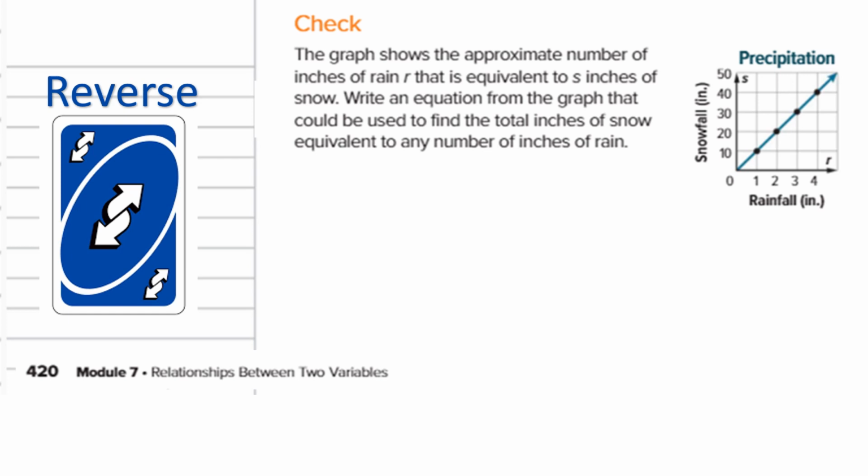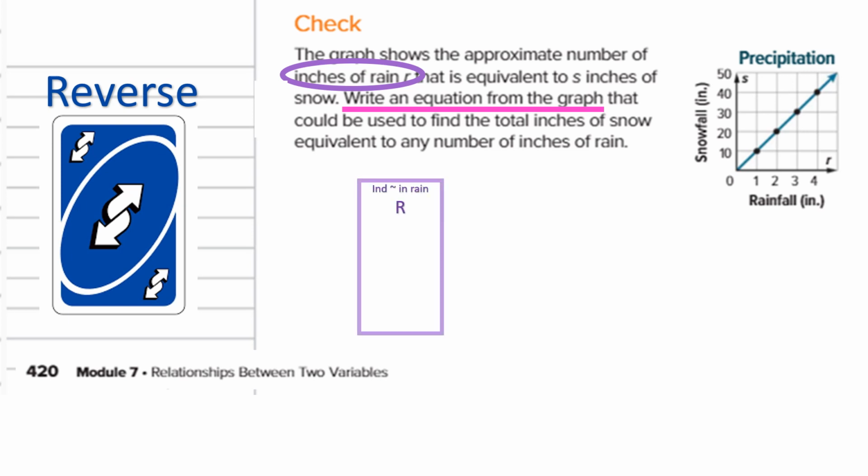Let's look at this one then. When I do the check, I'm going to follow the same pathway. It says to write an equation from the graph that could be used to find the total inches of snow equivalent to any number of inches of rain. So what I can see when I'm looking at my graph is that I have inches of rain, and that's going to be my independent variable. And then my outcome, my dependent variable, is going to be my snowfall in inches. So rain is going to go across the bottom, where snowfall is going to go up. So I have my X going across the bottom, my Y going up in snowfall.